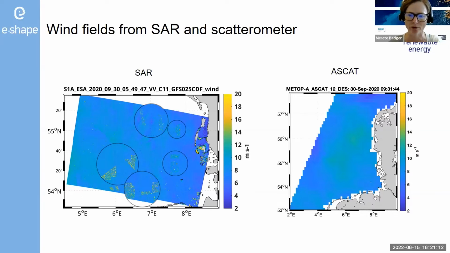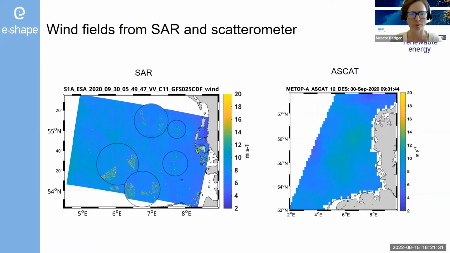And ASCAT products are readily available for download, so one can simply get the wind speed and direction several times a day. Whereas for the SAR, we have to do the wind retrieval ourselves, but the benefit is a much higher spatial resolution. It's on the order of 500 meters.